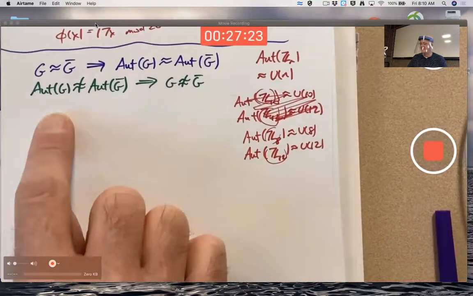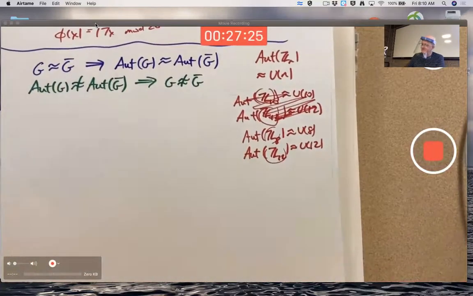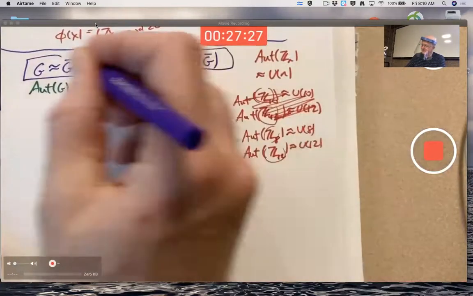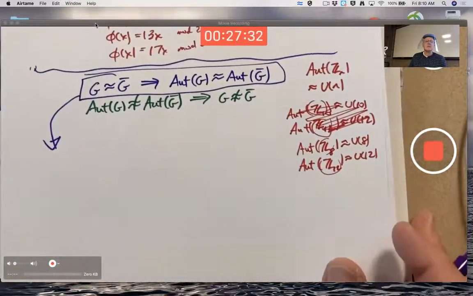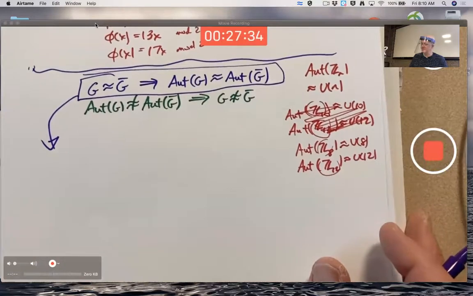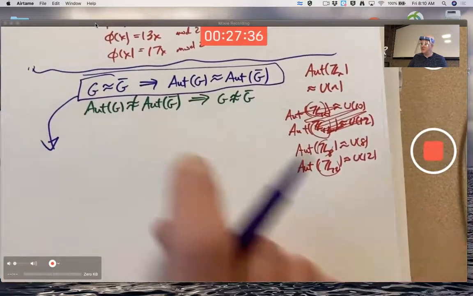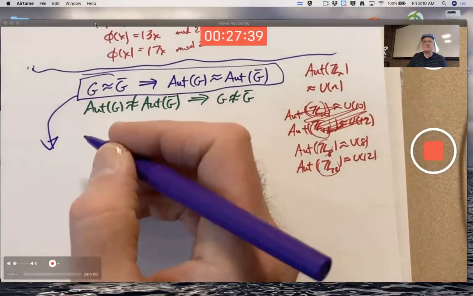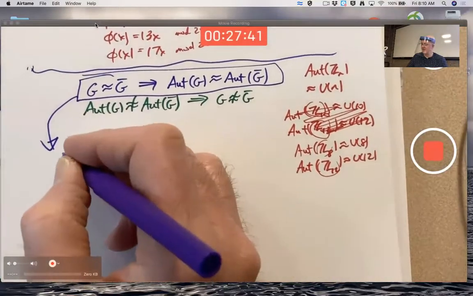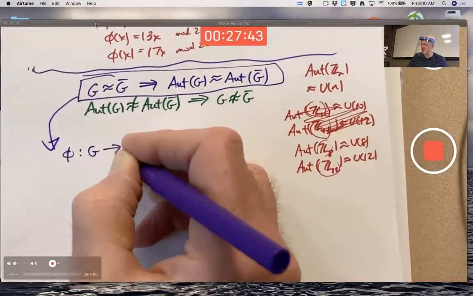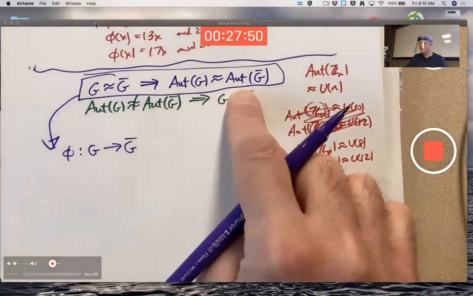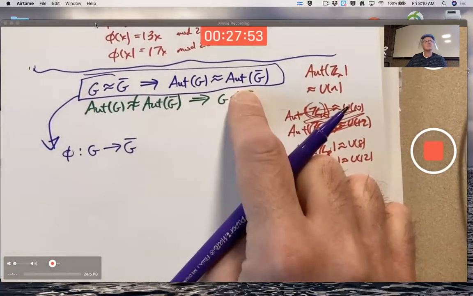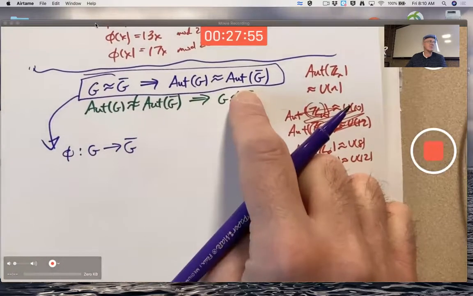Anyway, coming back to thinking about proving this. How would you do it? Well, you're assuming G and G bar are isomorphic, therefore there must exist an isomorphism between them, phi from G to G bar, that's one-to-one, onto, and operation preserving. You want to show that Aut(G) is isomorphic to Aut(G bar). So you've got to find an isomorphism.